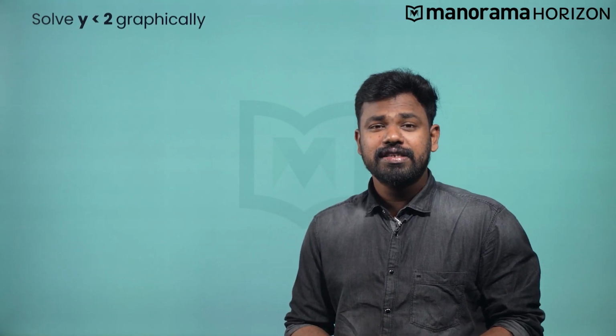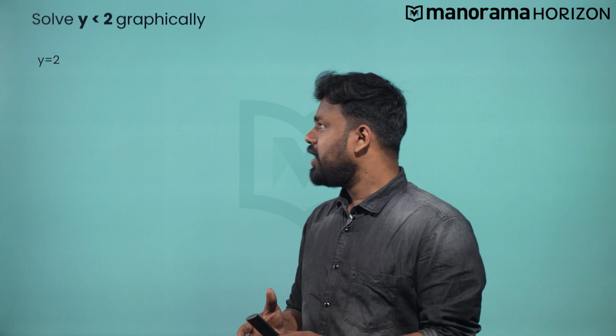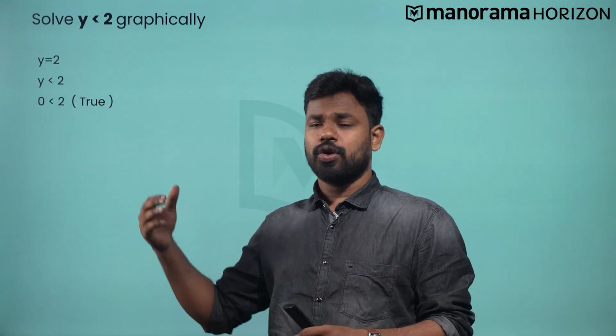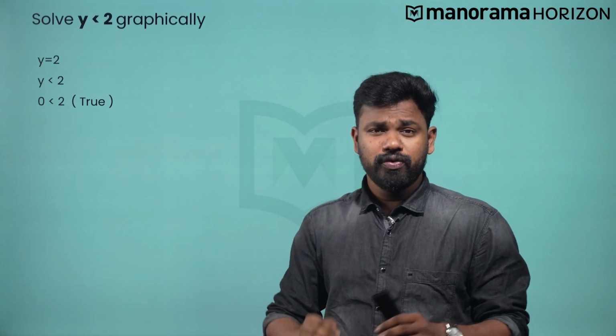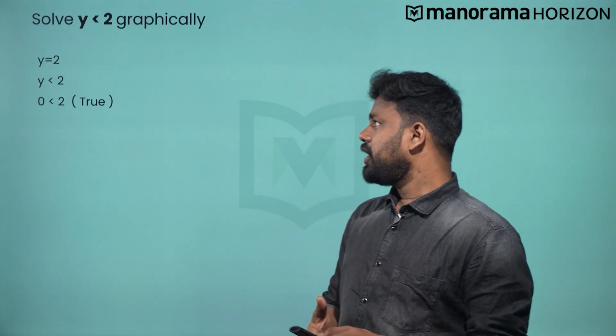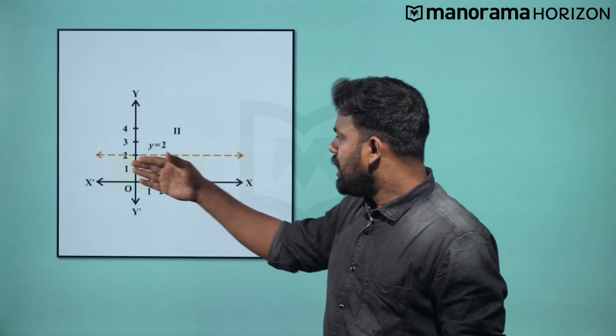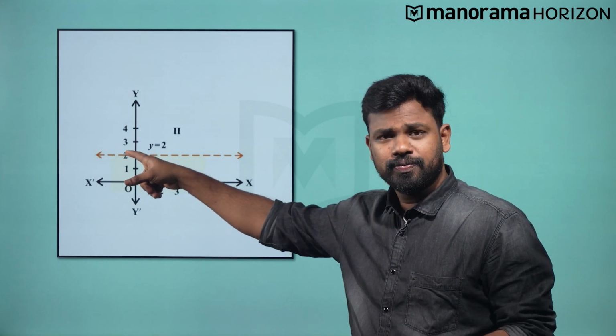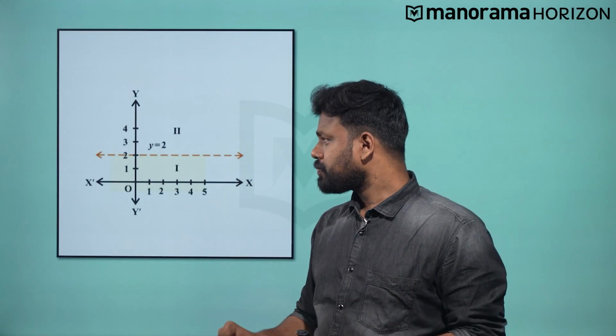Now to solve y less than 2 graphically, I just have to take a line that is y is equal to 2, and then when I look at the inequality, I have y less than 2. Putting the origin, that is 0, 0 in this, I get 0 less than 2, which is a true statement. So now my job is to draw the graph for this particular inequality. So you can see that y is equal to 2 will be a horizontal line which passes through the point here, that is 0, 2.